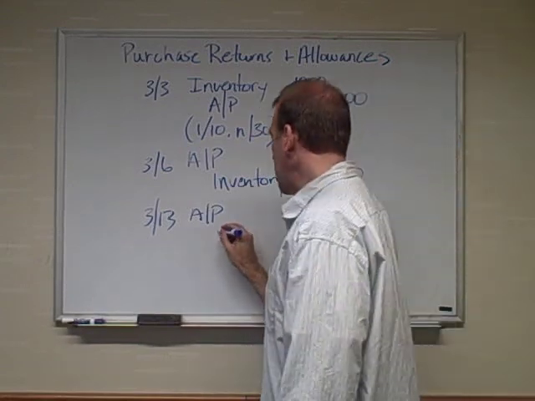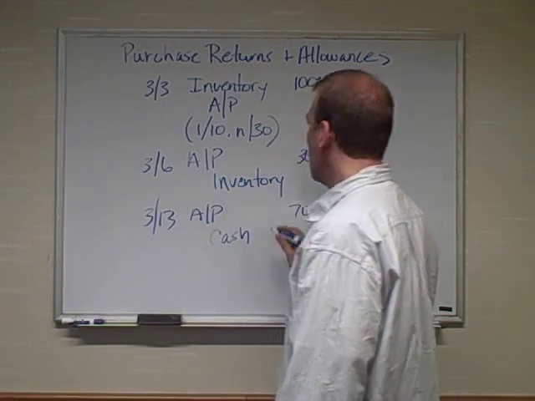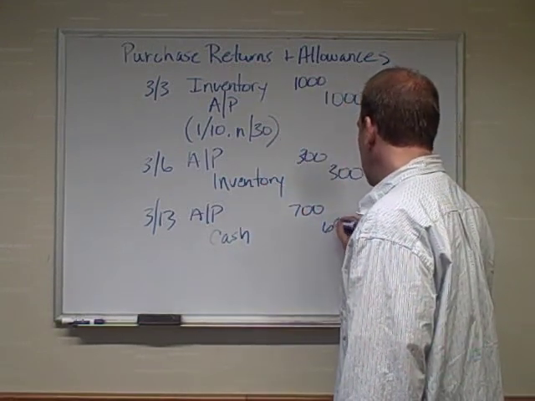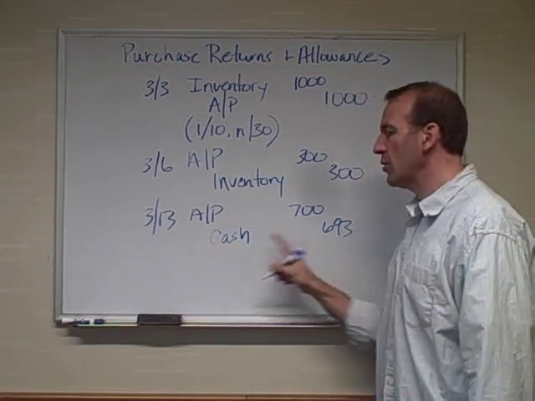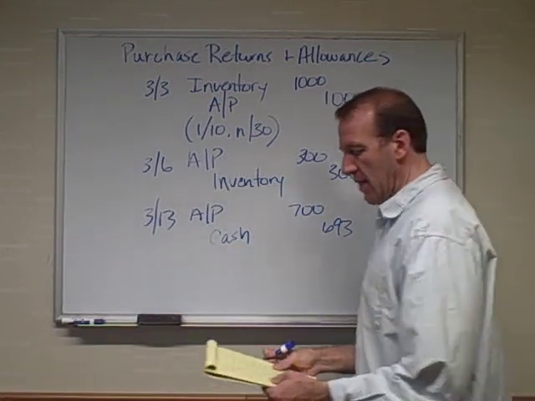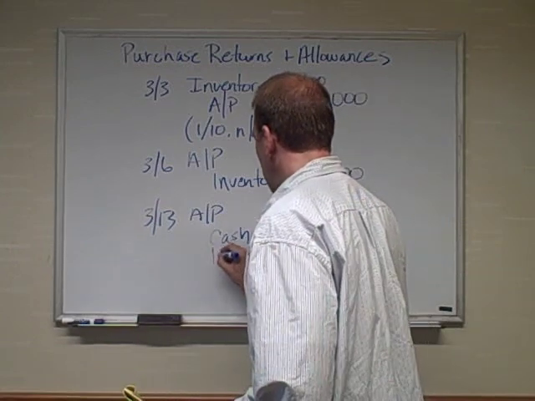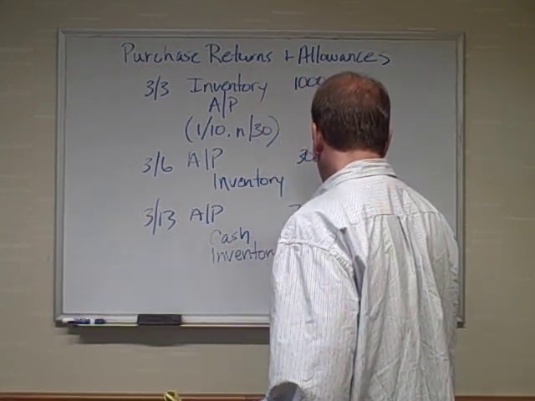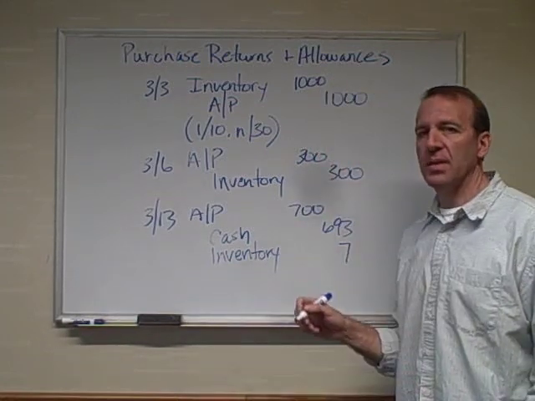The cash we're going to pay is, well, 1% of 700 is $7. So we're going to pay $693. So we will credit cash $693. And then the last entry is to inventory for the $7 to get our journal entry to balance.